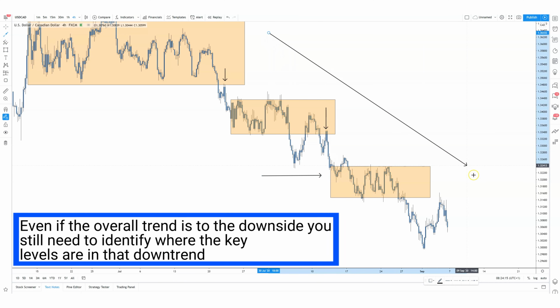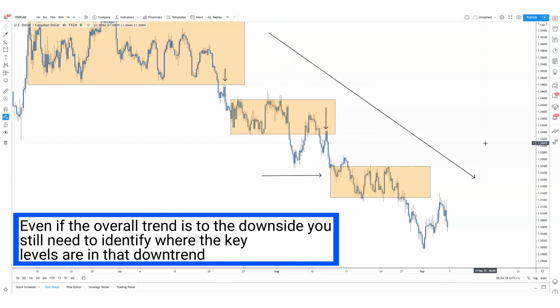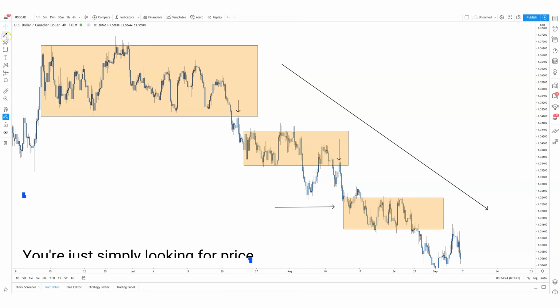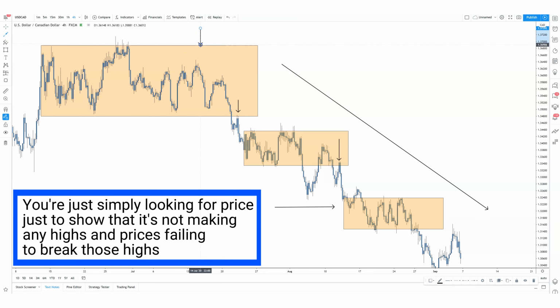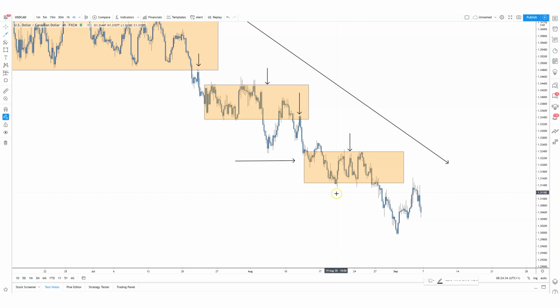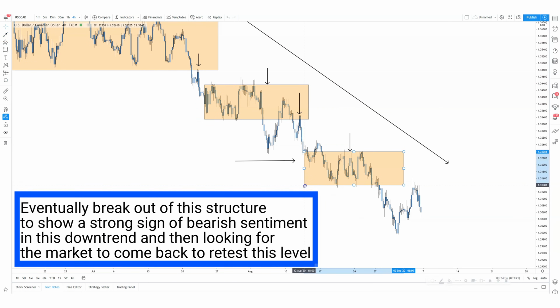Even if the overall trend is to the downside, you still need to identify where the key levels are in that downtrend. And how do you identify those key levels? Well, you're just simply looking for price to show that it's not making any new highs and price is failing to break those highs. Once you get that information, what you're then looking for the market to do is eventually break out of this structure to show a strong sign of bearish sentiment in this downtrend, and then looking for the market to come back to retest this level.